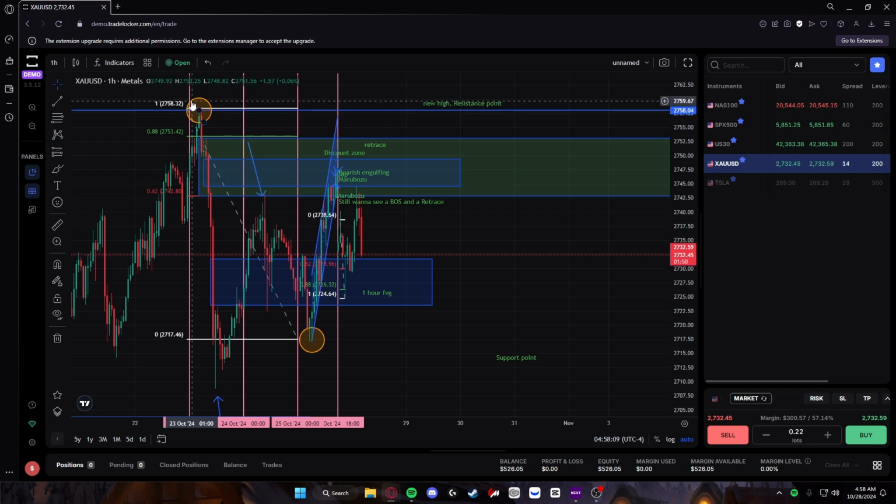So I marked my days, and on the hourly time frame, I'm just using a vertical line tool and marking my days, dividing them, right? So I dragged this high to this low, a couple days apart, and I noticed there's a discount zone, and boom, right here.